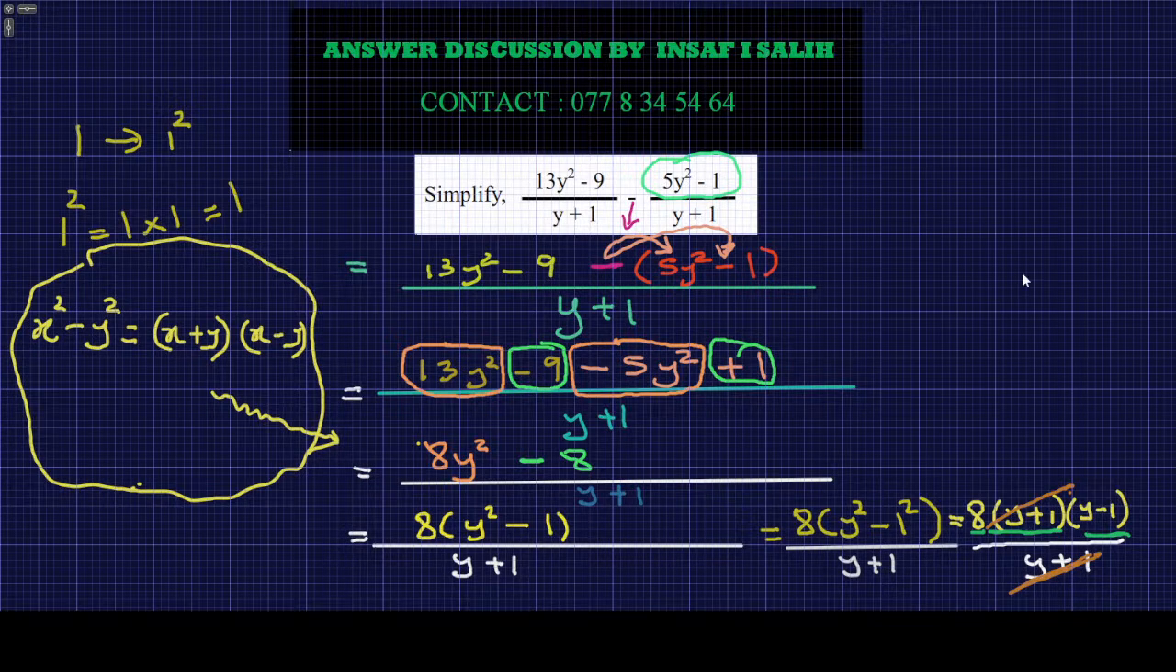So what's the final answer? There's no space for me to write, so let me write up here. What are we left with? We're left with 8 times y minus 1.